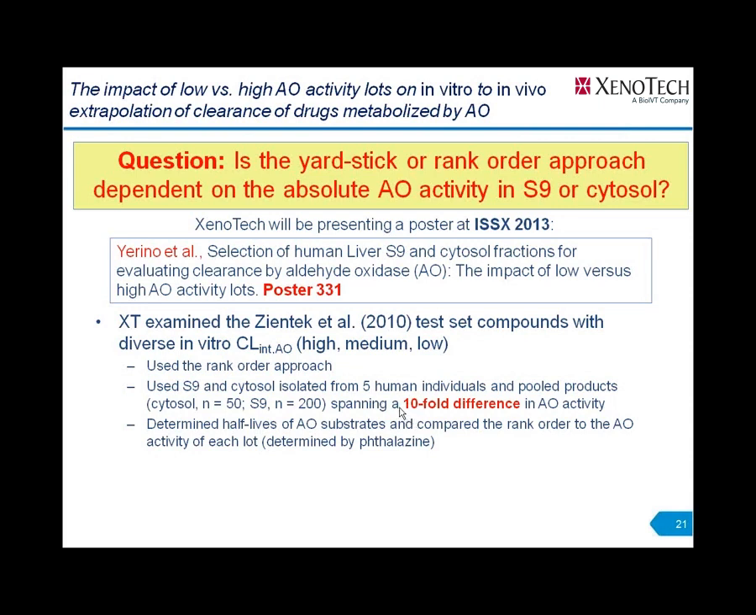So our premise was that we would look at this test set of compounds, determine the half-lives of these AO substrates in all of these subcellular fractions, from the individual lots as well as the pooled products, and use the rank order approach and see, are we able to get the appropriate rank order? Do high clearance drugs have a higher clearance? Do low clearance drugs have a lower clearance? And are we able to establish that benchmark?